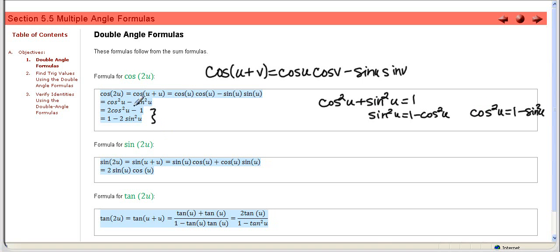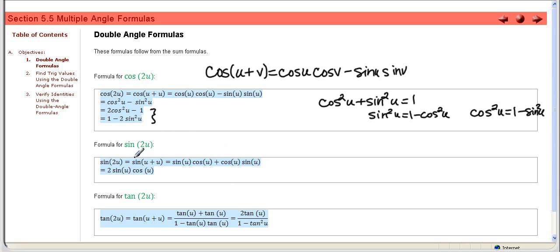So whenever we replace cosine squared u with 1 minus sine squared u, we would get this formula: 1 minus 2 sine squared u. If we replace sine squared u with 1 minus cosine squared u, we get another iteration, which is 2 cosine squared u minus 1.